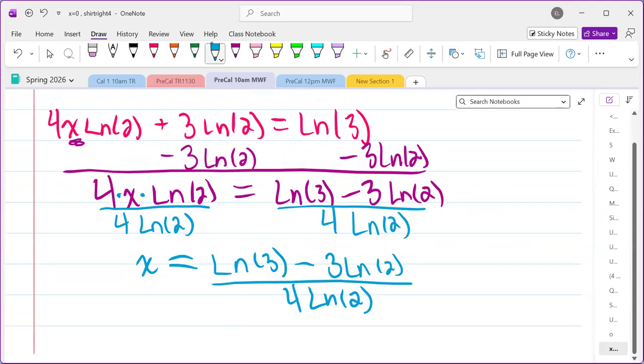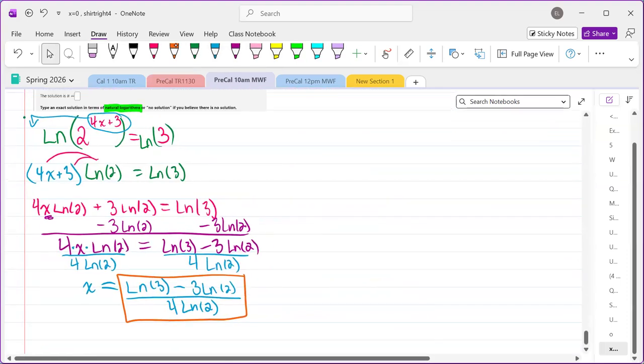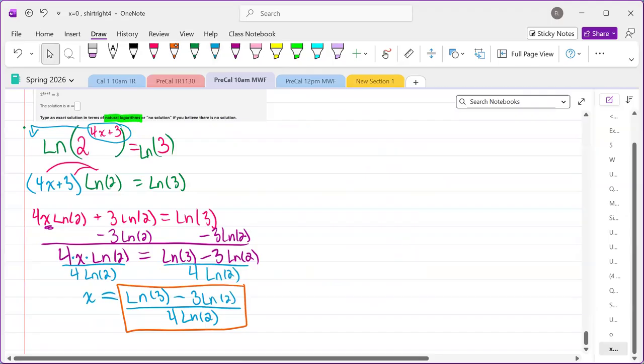The natural logs of 2 do not cancel there because my overall operation on top is a minus. In order to cancel that natural log of 2, I'd have to factor it out of the top, and it doesn't factor out of natural log of 3 nicely. So that horrible thing is our solution. That is the exact solution in terms of natural logs.